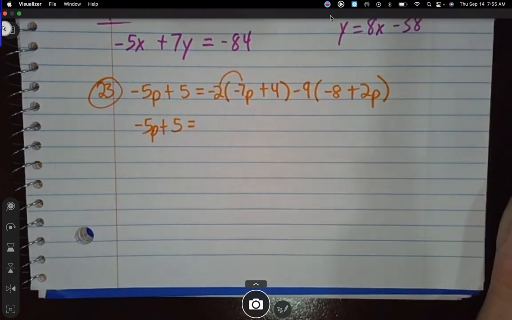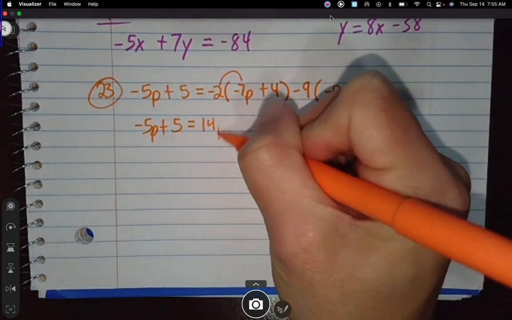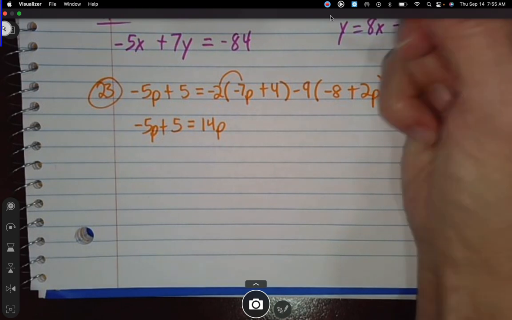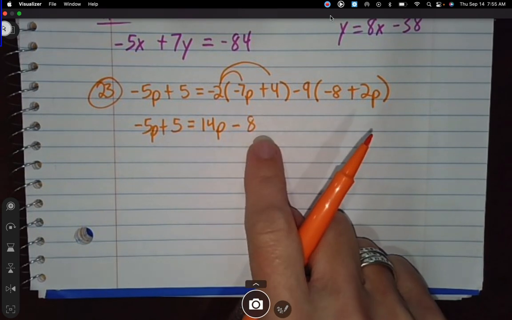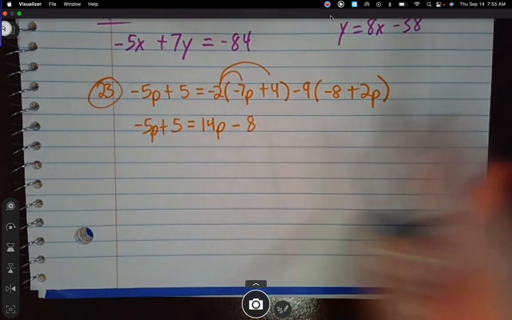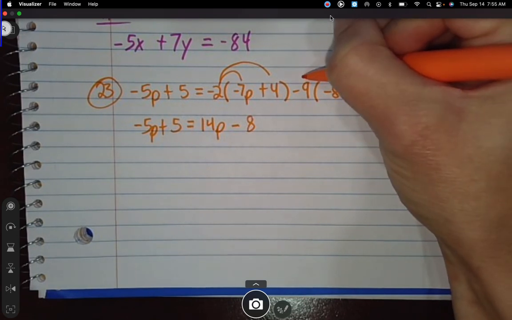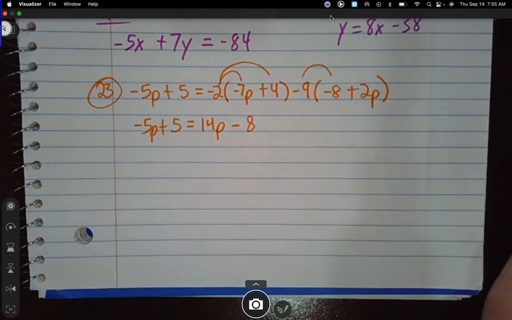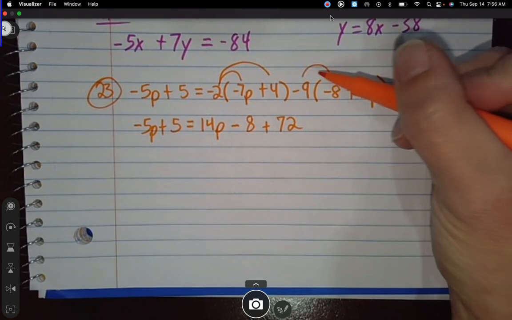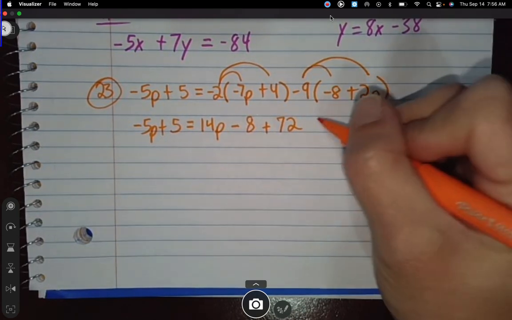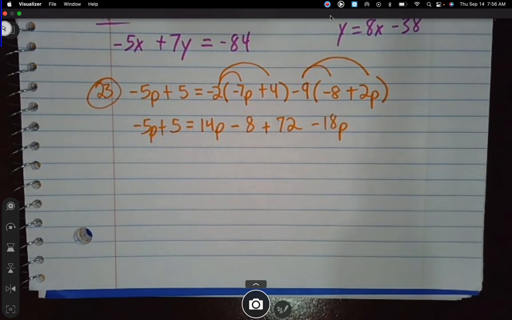So negative 2 times negative 7 is positive 14. Don't forget your P. Negative 2 times 4 is a negative 8. So I just put a minus 8, okay? And then we have our negative 9. Negative 9 times negative 8 is a what? Positive 72, so I put plus 72. And negative 9 times 2p, negative 18p. So does anybody have a question so far on why something's negative or positive or where anything came from? We're good with that? All we did was multiply that number.